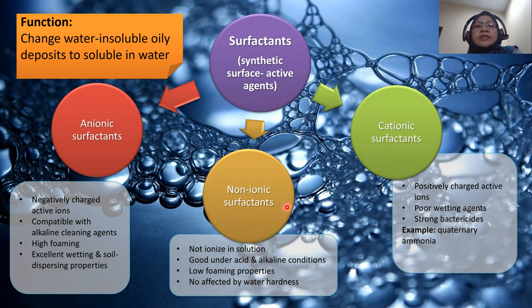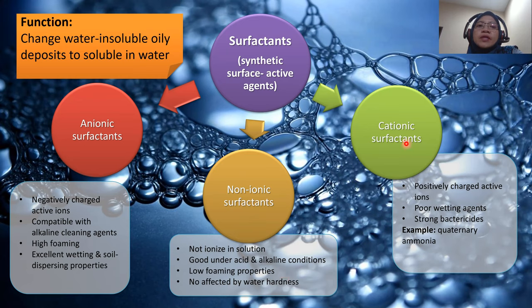Non-ionic surfactants are not ionized in solution, so they are good under acid and alkaline conditions, and they are suitable to be used in high pressure or spraying cleaning and cleaning in place, CIP, due to their low foaming properties. Furthermore, they are not affected by water hardness.